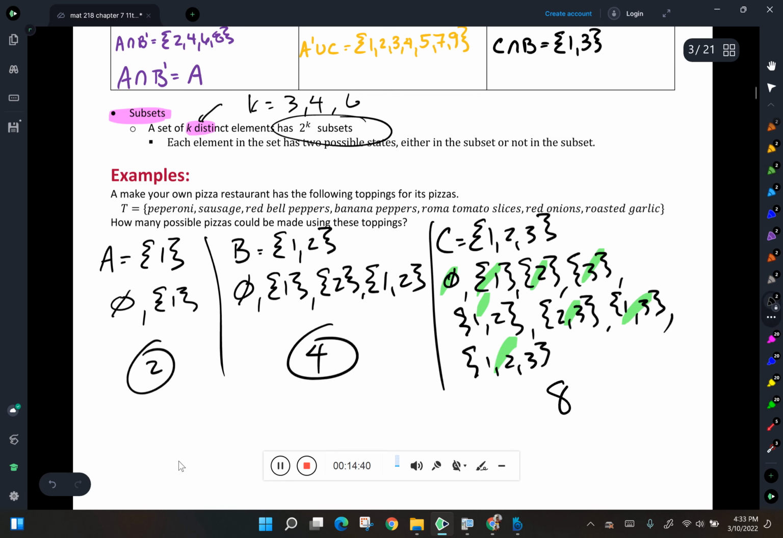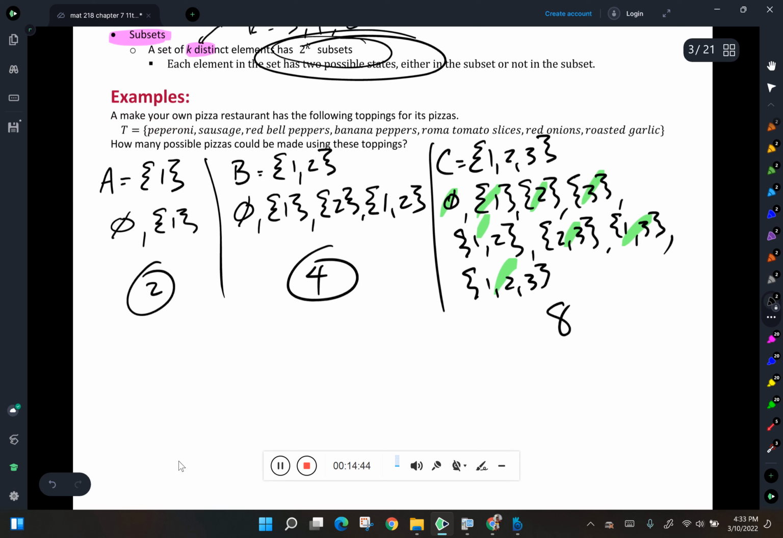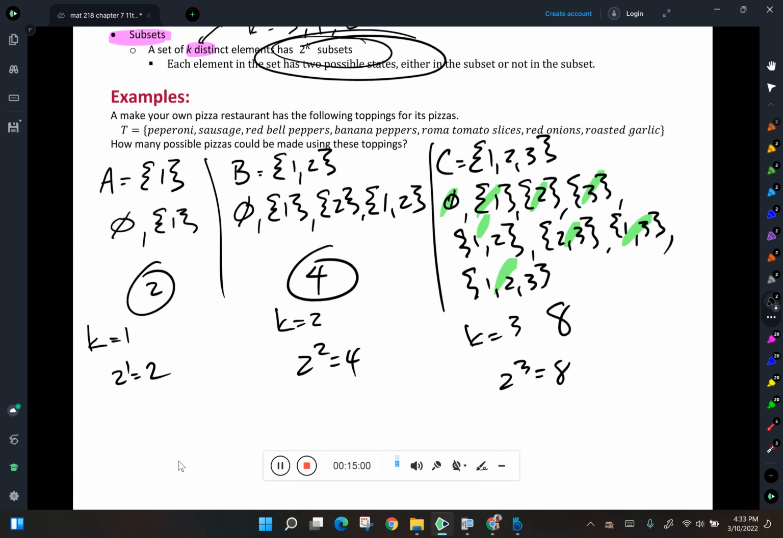subsets. Well, if we use the formula up here, there's one element in this set, so 2 to the first is 2, so there's 2 subsets. There's 2 elements in the set, so 2 to the second is 4. There's 3 elements in the set, so 2 to the third is 8. So a set has a bunch of subsets. How many is a bunch? It's 2 raised to the number of elements, 2 to the k, where k is the number of distinct elements.